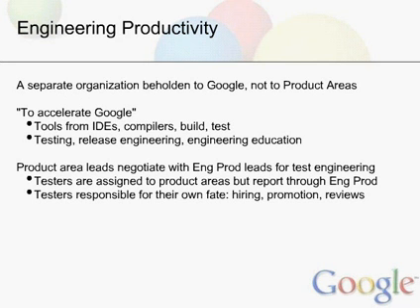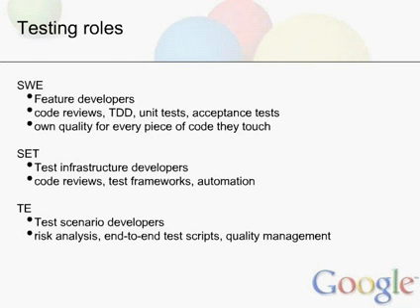So within engineering productivity, we have tools teams, central tools teams for the entire company. We do release engineering. We do engineering education. It's all about making developers better, making testers better, making engineering better. We have 3 roles of testers: SWEs, SETs, and TEs. SWEs are developers, feature developers. They do code reviews, they do TDD, they do unit tests, they do acceptance tests, and they own quality for every piece of the software that they touch.